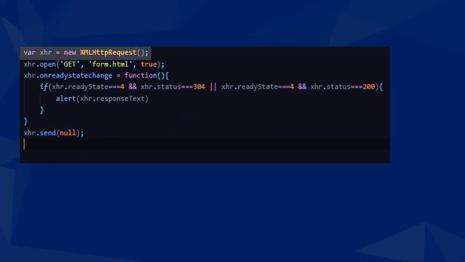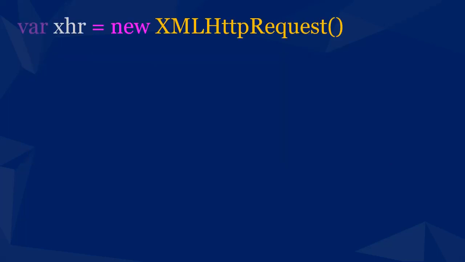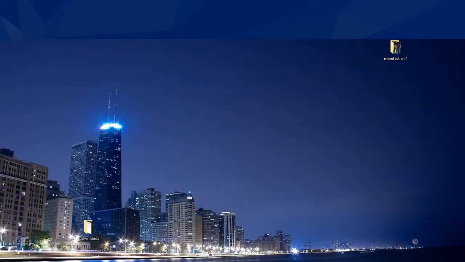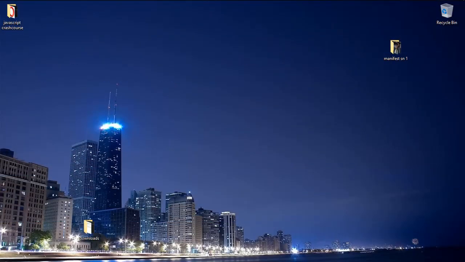So as you can see, we have this snippet and we have the whole of that code. I'm going to explain this code line by line. Now we have that var and then we have this object. It's called XMLHttpRequest. So what is that? XMLHttpRequest is an object in JavaScript that initiates communication. We use the new keyword to create a new instance of the object.